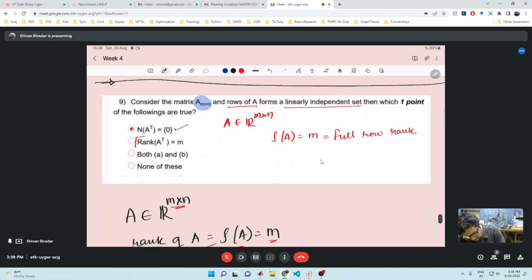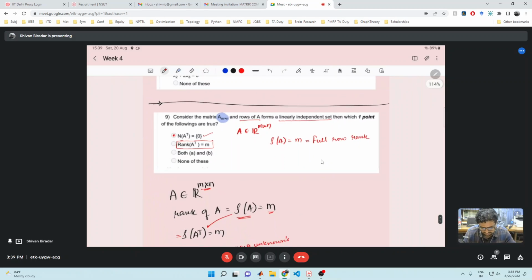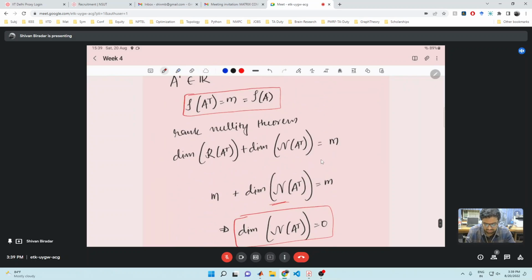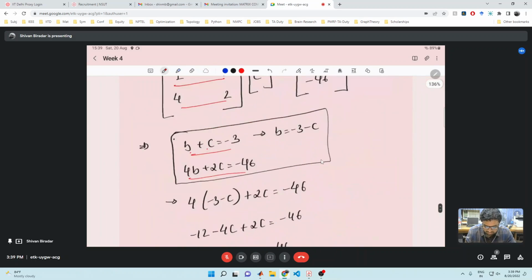And what about this? Do you think this is also true? This is a very simple question. The rank of A transpose is already given. And yeah, it's also true. So this will be your answer. So this finishes our assignment 4.